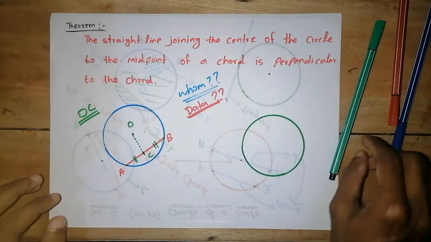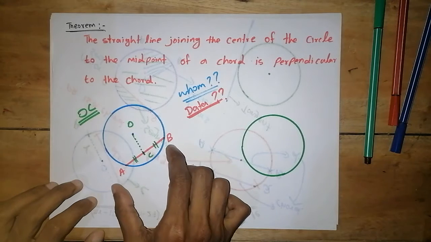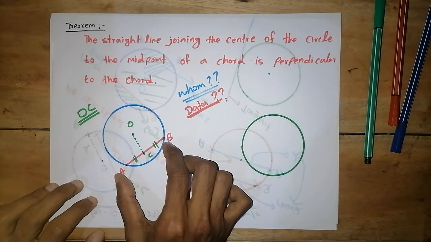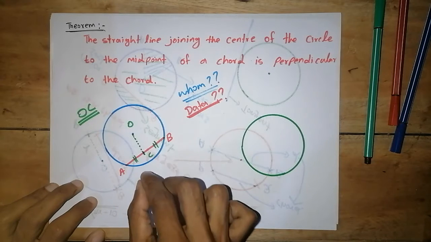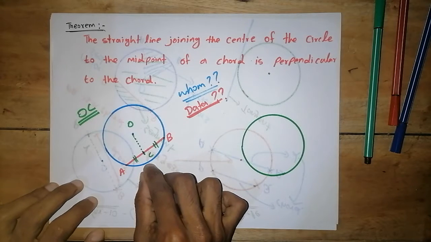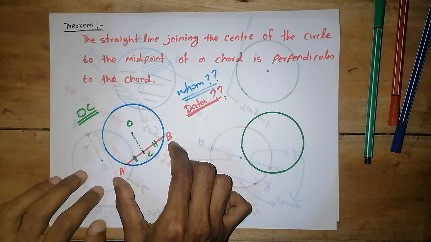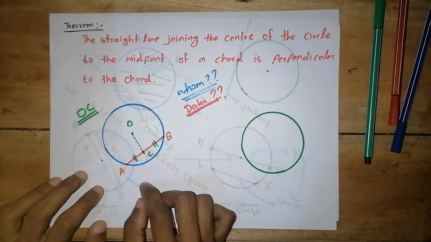So what is the theorem speaking about? When a chord is given and the midpoint is marked, the midpoint is also given. Okay, if a chord is given, they should give the circle.